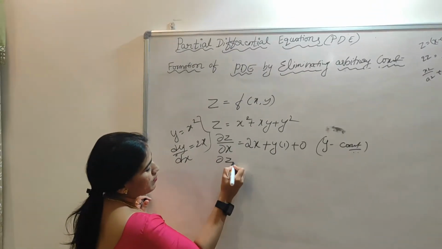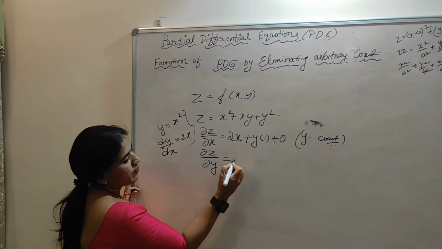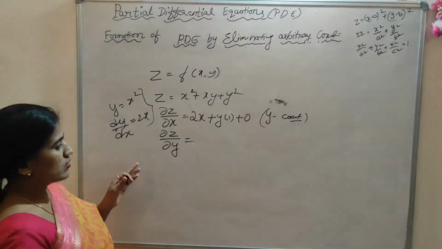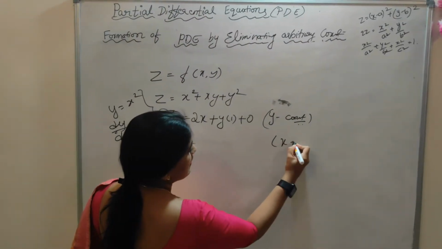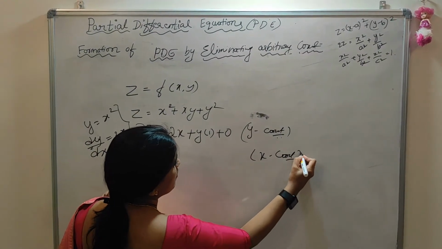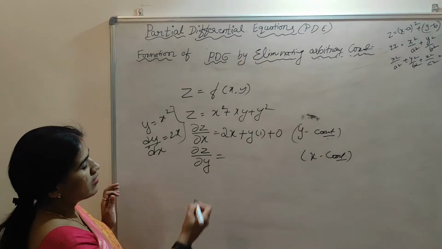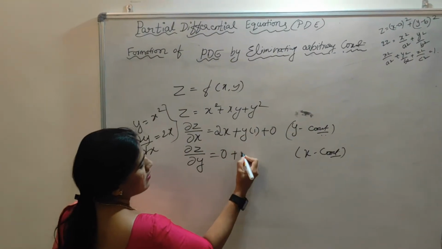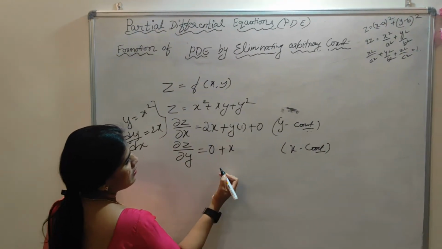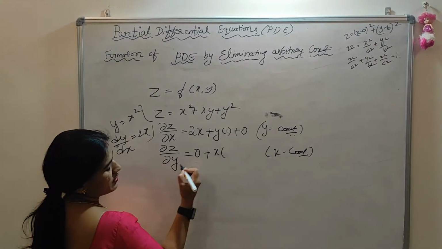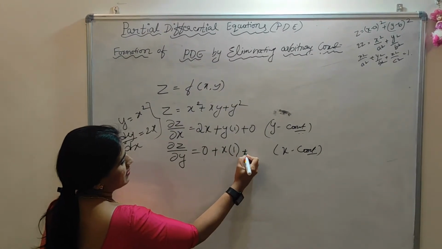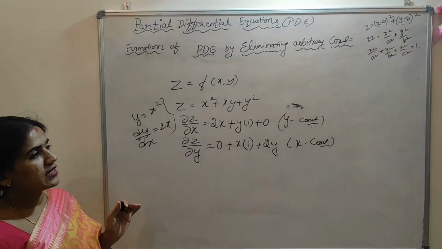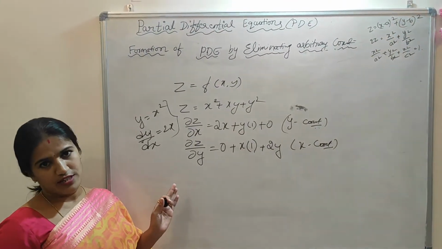In the same way, ∂z/∂y. The z differentiation partially with respect to y, so now we should treat x as constant. That is the rule of partial differentiation. Now x² is constant, plus, here x is constant, and the differentiation of y with respect to y is 1, so we get x, plus the differentiation of y² is 2y. This is called partial differentiation.